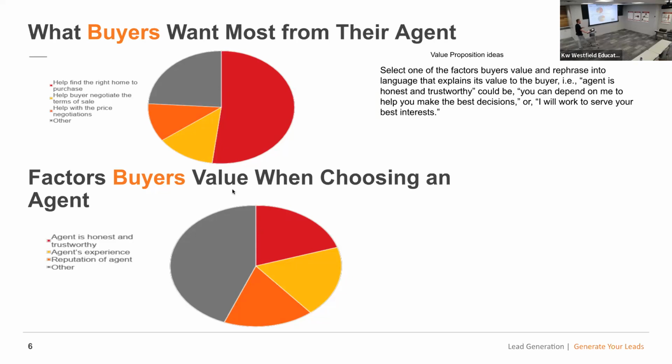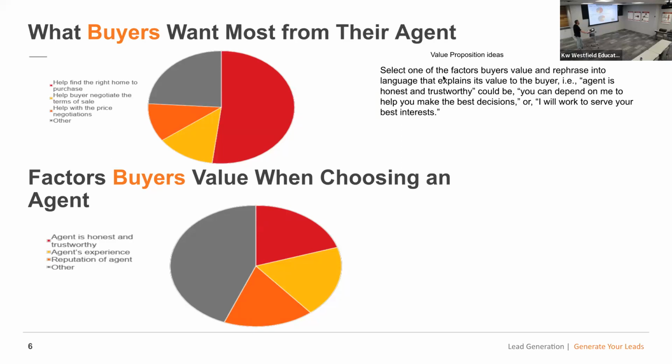So factors buyers value when choosing an agent, they just want to know you're trustworthy. They sometimes consider your experience and sometimes your reputation. But again, mostly they just want to know you're honest and trustworthy. And in my mind, you can hit those boxes: I'm going to find you the right home, in the least amount of time, for the right price, with the least number of issues. So if you can communicate that, you're good to go.